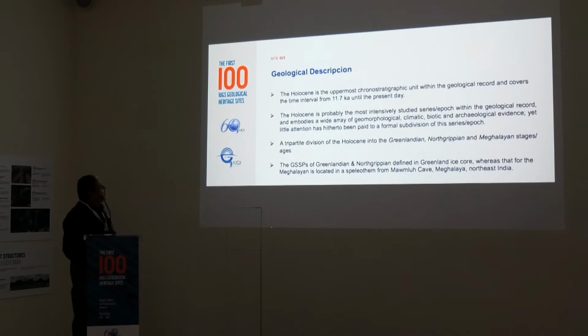Now, the Holocene has been a very widely studied time frame of the geological record, but a formal division of the Holocene had not been attempted so far. Very recently, a tripartite division of the Holocene into Greenlandian, Northgrippian, and Meghalayan has been given. The GSSPs of the Greenlandian and Northgrippian are defined in Greenland ice cores, whereas that of the Meghalayan is located in the speleothem of the Mawmluh cave, Meghalaya, northeast India.